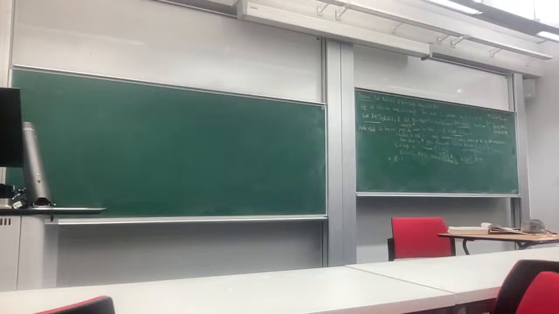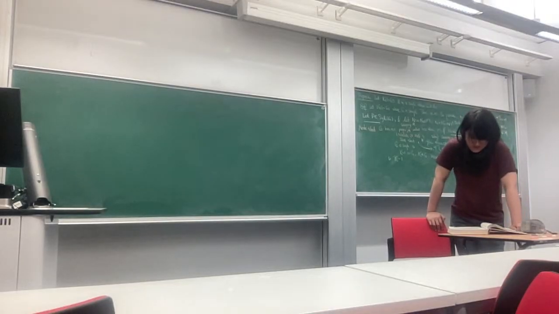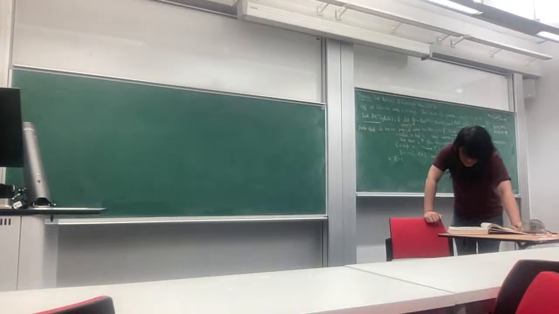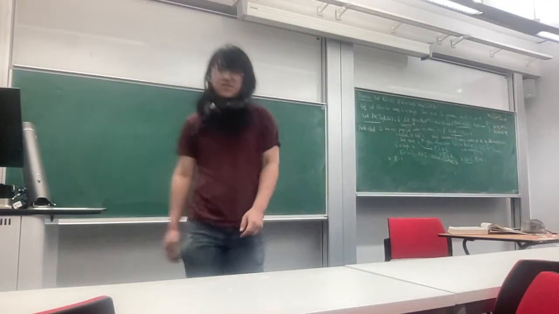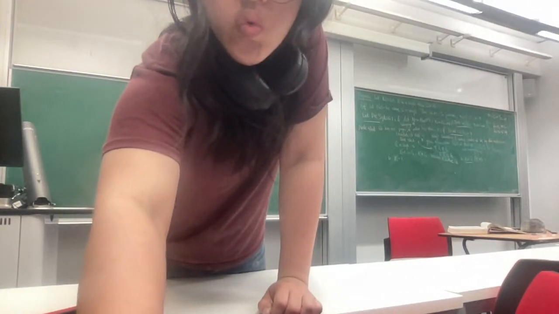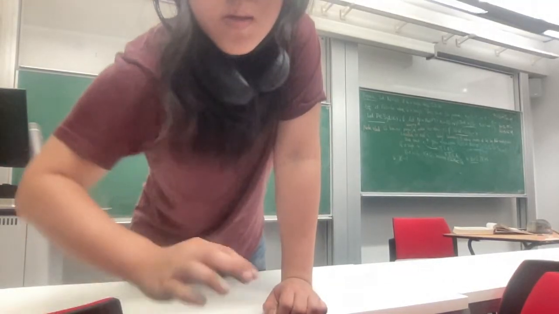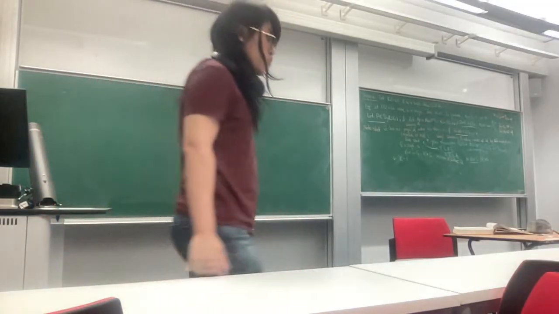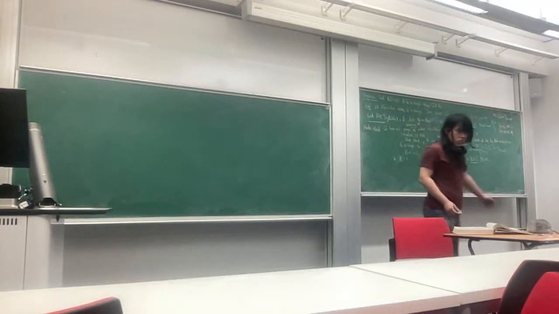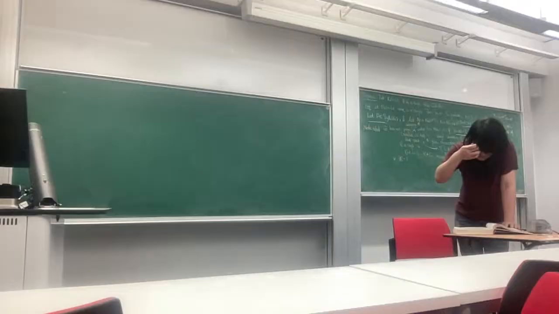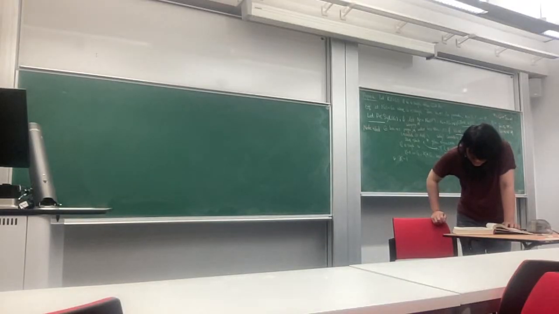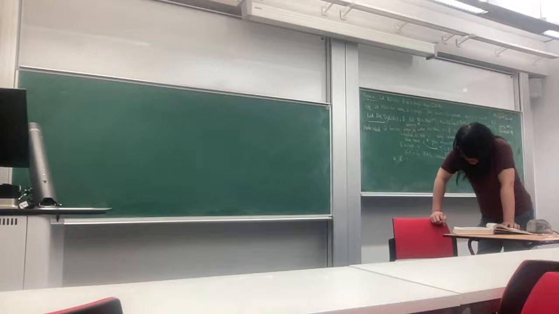What's the problem with that? The problem is that 60 does not divide 4 factorial. So K is equal to 1 is impossible because 60 does not divide 4 factorial.